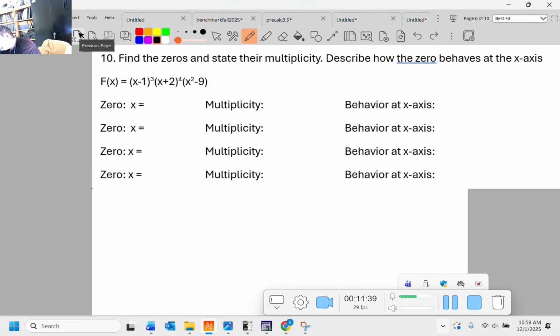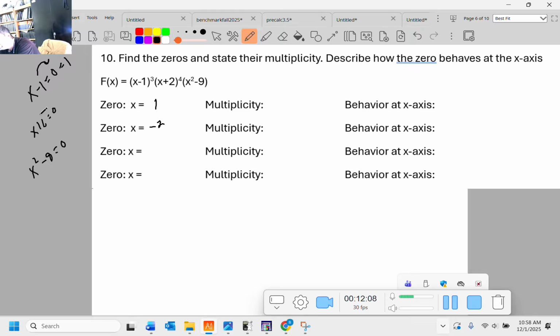On to 10. Boy, this one was bad. X minus 1 is a factor, set it equal to 0. X plus 2 is a factor, set it equal to 0. X squared minus 9 is a factor, set it equal to 0. That's why it's called the zero product property. I'm just being sarcastic now and mean. I'm sorry. I'm actually not sorry.